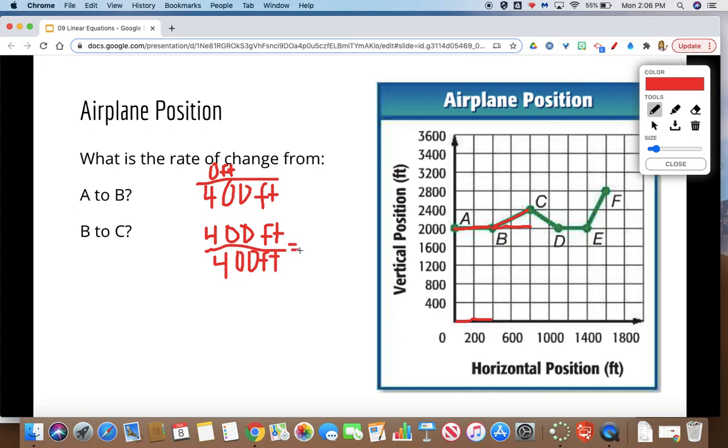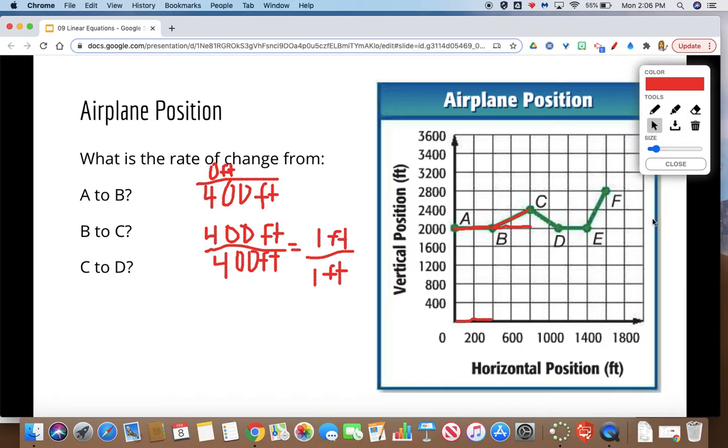Can we simplify that? Sure, for every 1 foot we went horizontally, we also went 1 foot vertically. Right, because that would be 400, 600, 800, yes.